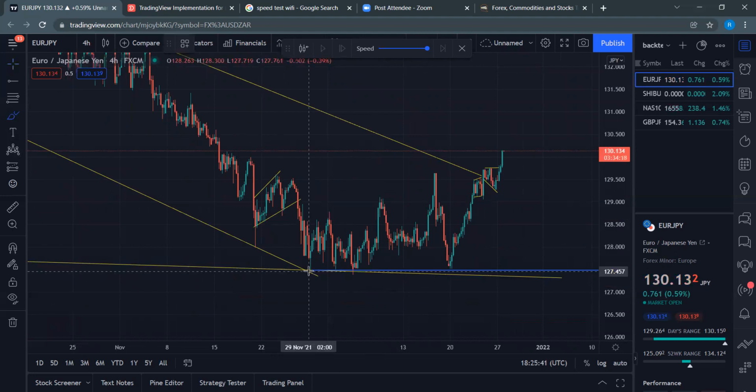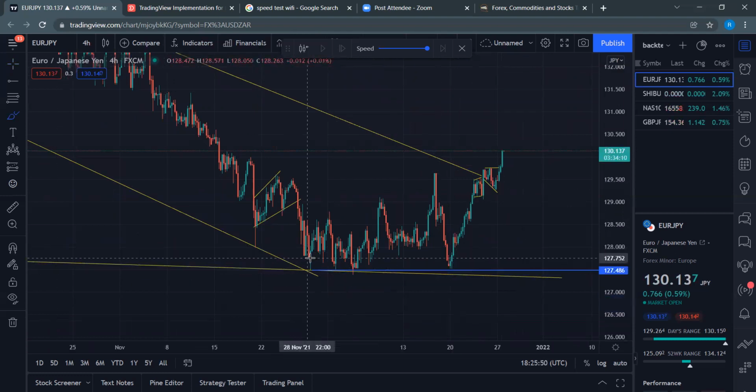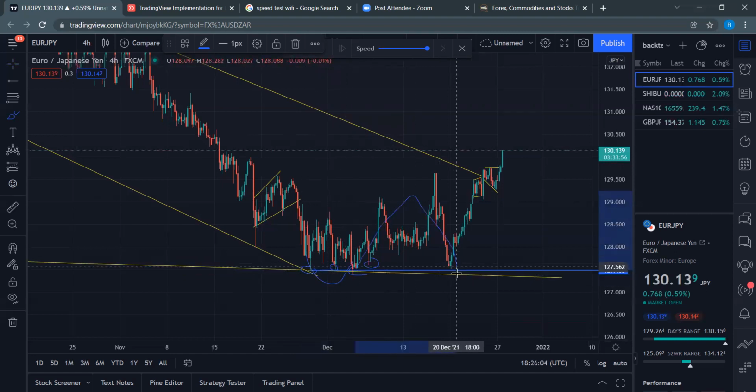If you look closely, this is the overall double bottom here. Inside this overall double bottom, you've had a double bottom. We've had a lot of touches there. So this was the first double bottom here, and this one just confirms that we had a double bottom and we are ready to move to the upside.